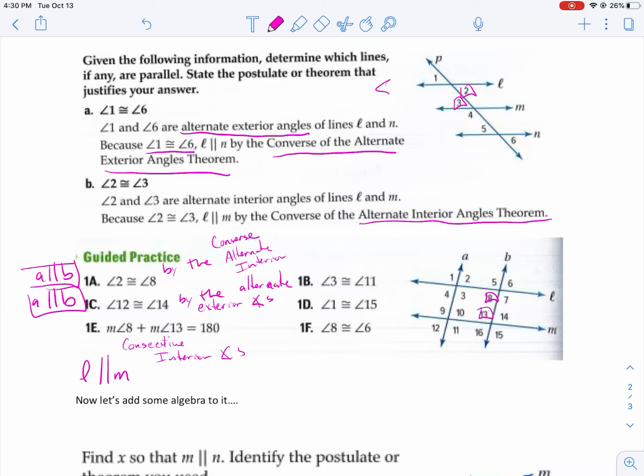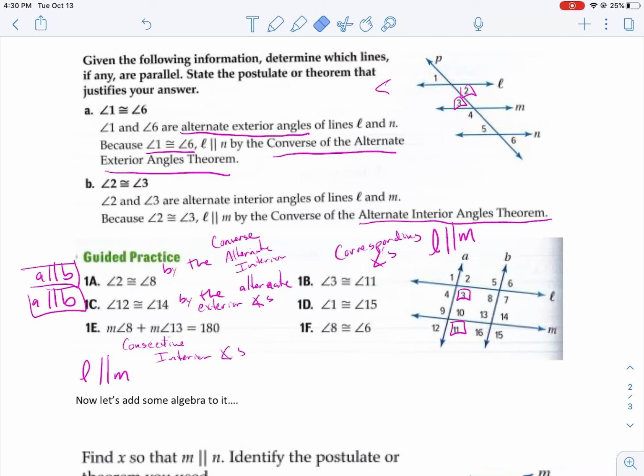All right, how about 3 and 11? Okay, well those look like they are corresponding angles. And so therefore, line L is parallel with line M. Can't say anything about B because B's not even being used here.